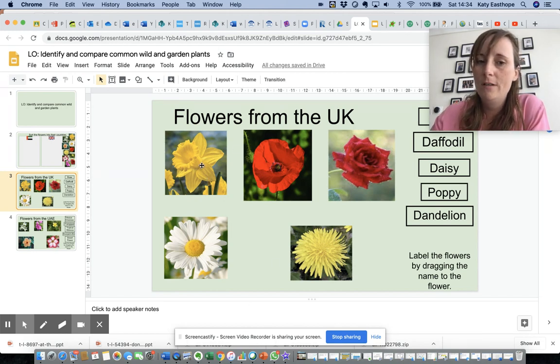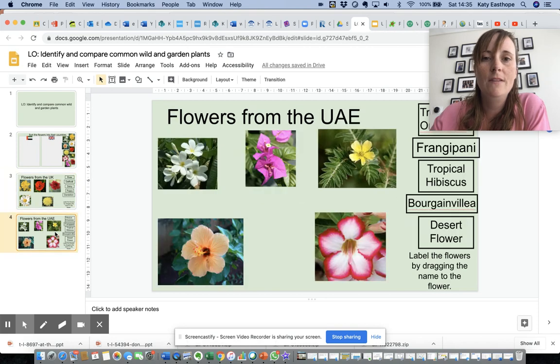One more time. This one was a daffodil. This one was a poppy. This one was, oh, we know this one, rose. This one was daisy. This one was a dandelion. And then you have the flowers from the UAE. We've got the Frangipani. We've got the Bougainvillea. We've got the Tribulus Omanense. We've got the desert flower. And then we've got the tropical hibiscus as well. So again, you can just drag the names over.